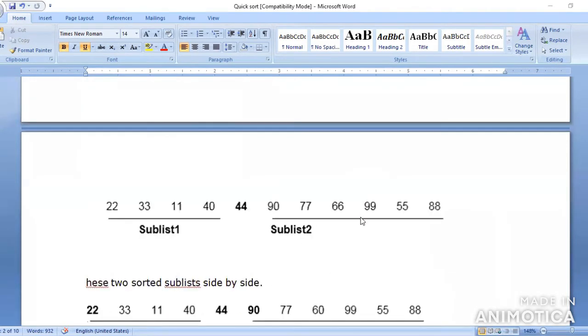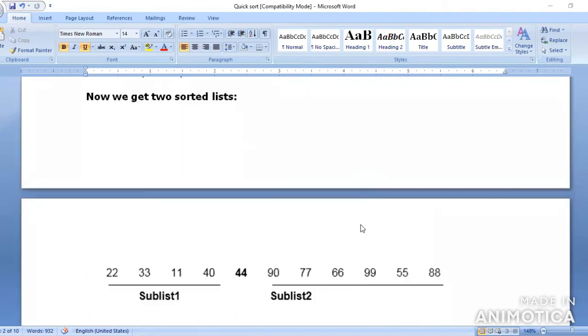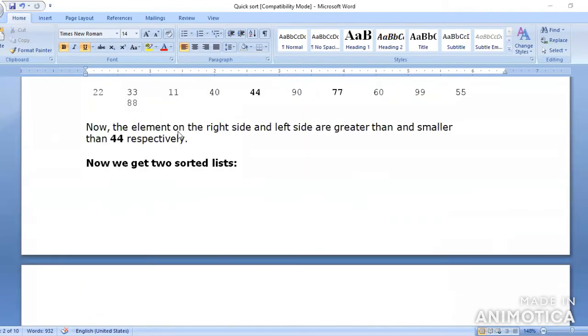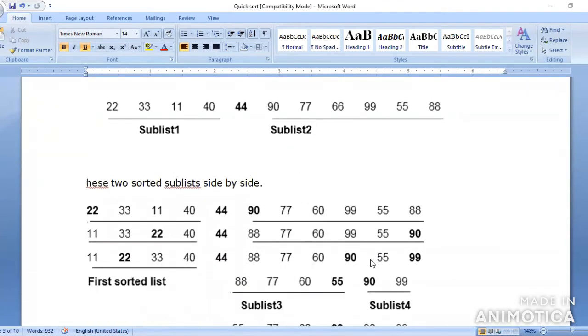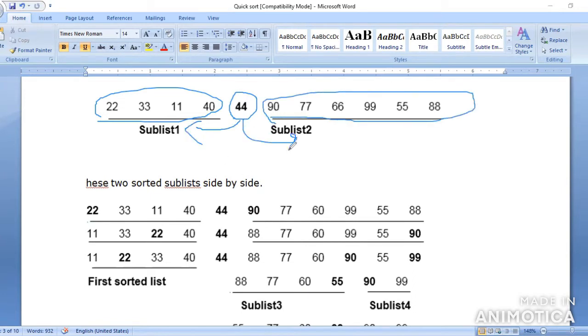Next point. Now you can check based on the answer only. 22, 33, 11, 40, 44, 90. So this is sublist 1. With the 44 key value, the left side is less than the key value and the right side is greater than the key value. So this is sublist 1, and this is sublist 2.